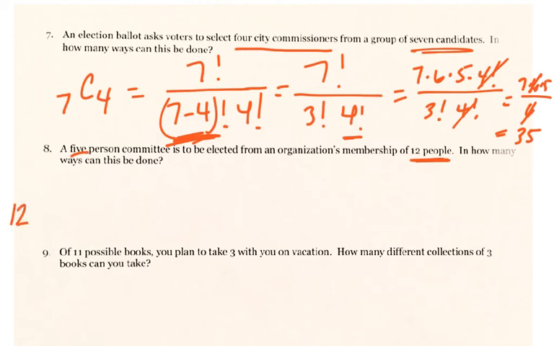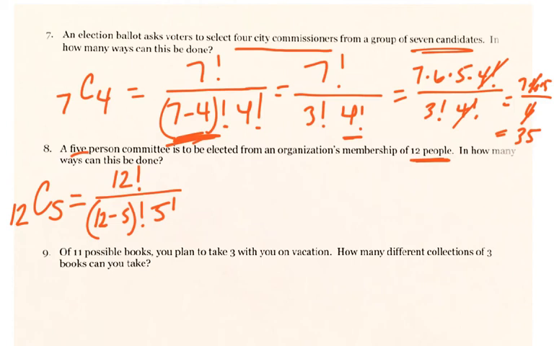Well, we're starting with a group of 12. We're choosing 5. So we have 12 factorial over 12 minus 5 factorial times 5 factorial in the denominator. And now I'm going to do the parentheses first. So we have 12 factorial on the top over 7 factorial times 5 factorial.